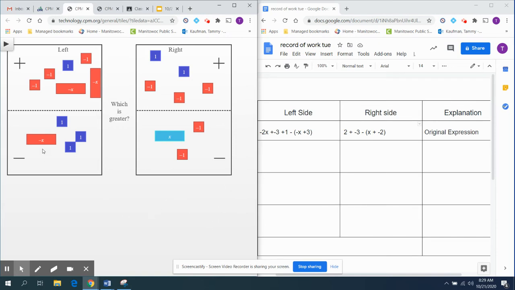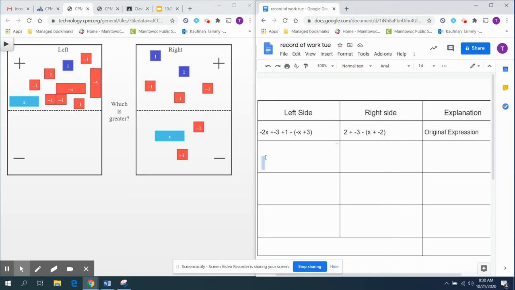Okay, so the first thing that I like to do is I like to flip. So I'm going to move the negative x and it becomes an x up top. The positive 1 becomes a negative 1. The positive 1 on the bottom becomes a negative 1 on top. And the positive 1 on the bottom becomes a negative 1 on top.